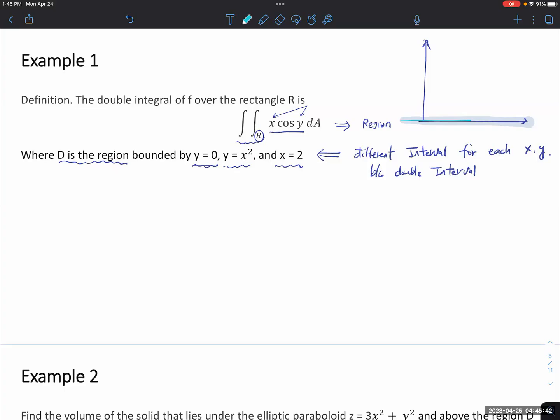And another one is y equal to x squared. So this is y equal to x second. And x equal to 2. So 1, 2, we have this one. So this is x equal to 2, correct?